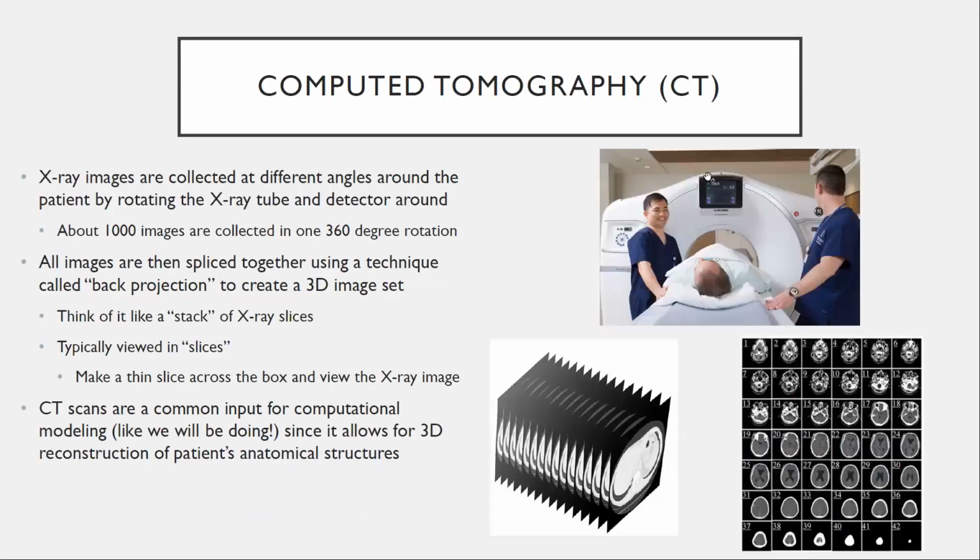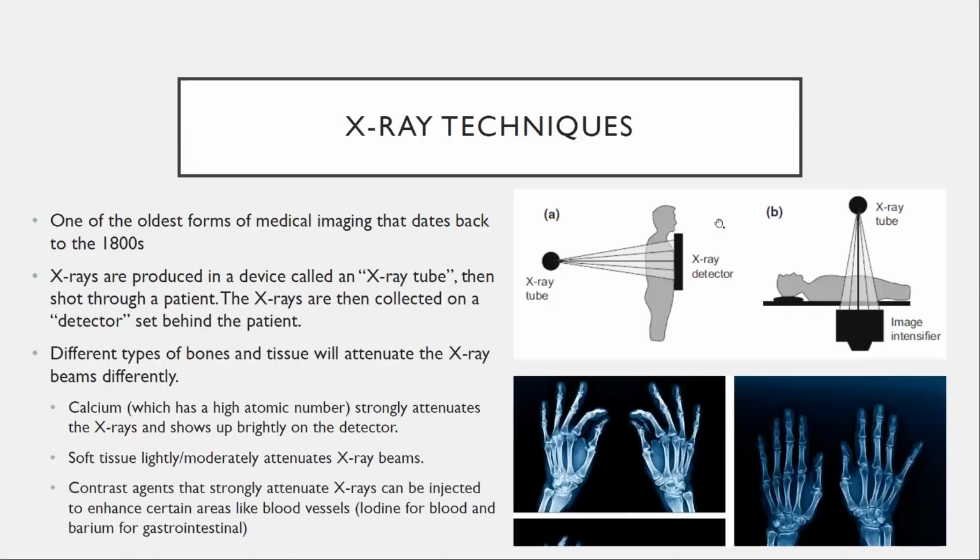Okay, and so the next step up from X-rays is called computed tomography, or CTs. Okay, and so CTs, even though they have a very different name, use basically the exact same technology as X-rays. Okay, but the way that CTs work is that whereas on the previous slide the X-rays are shot in one direction, and the X-ray tube is fixed and the detector is fixed.